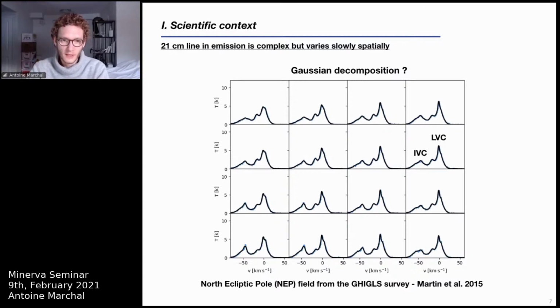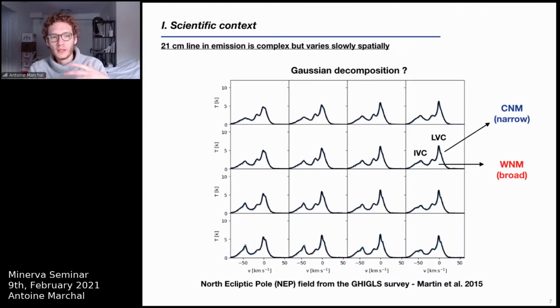But on top of this complexity, we also know that it's a mixture of cold gas and warm gas. You have narrow components and broad components mixed within a single spectrum, and you don't have any information in absorption to tell you, okay, there is this amount of CNM, so I can subtract it and tell you what's the amount of WNM along the line of sight. But we can also see that this signal varies slowly, and it makes sense because physically it should vary slowly. The physics behind is something continuous. So if you observe that 20% of the mass is in the CNM along one line of sight, you can't observe 90% of the mass in the CNM right next to it.